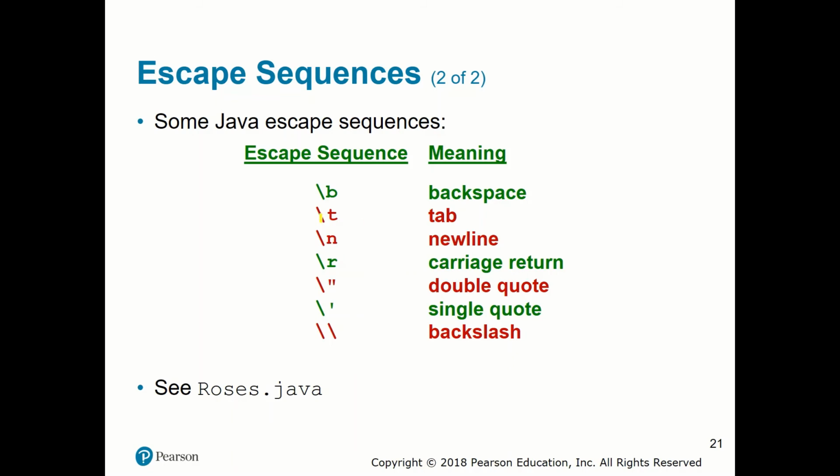So backslash t means tab, and backslash n means new line, so it is an enter. So backslash n in the string makes the computer advance to the next line. And backslash double quote prints out one double quote. And if you want to print out one backslash, then use two backslashes. Two backslashes will print out one backslash.